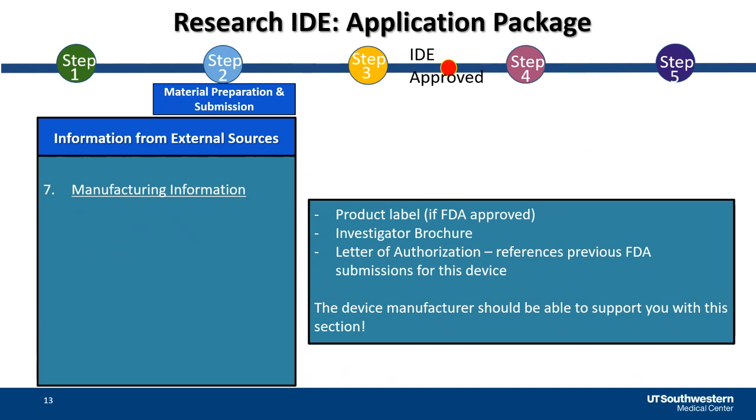A letter of authorization. In order to use an investigational device, you need approval from the manufacturer. You can't just go and get one off the shelf because it hasn't been approved. It doesn't exist there yet. So the letter of authorization gives this approval, and it also provides the FDA with information about any other previous submissions for this device. This is useful for the FDA as they can then review this against other IDEs or approvals to get more information about how appropriate it would be to use this device in your protocol. The device manufacturer should be able to support you with all of this section, so make sure you reach out to them and get that information.